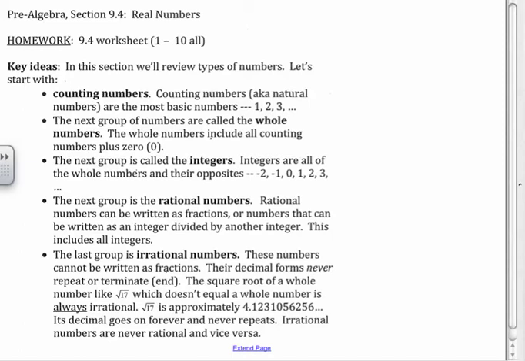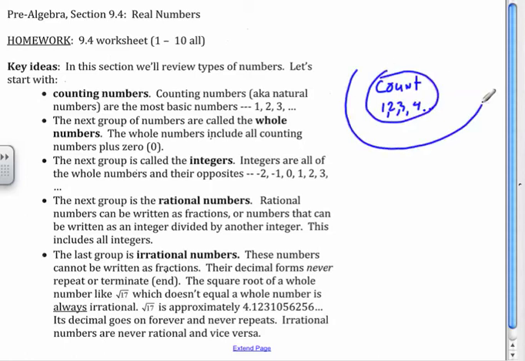And guys, I'm going to draw a little picture up here. First off, we have the counting numbers. Okay, and that's 1, 2, 3, right? 4, and so on. And then outside of that, we've got what's called the whole numbers. And that's 0, 1, 2, 3, dot, dot, dot, forever.